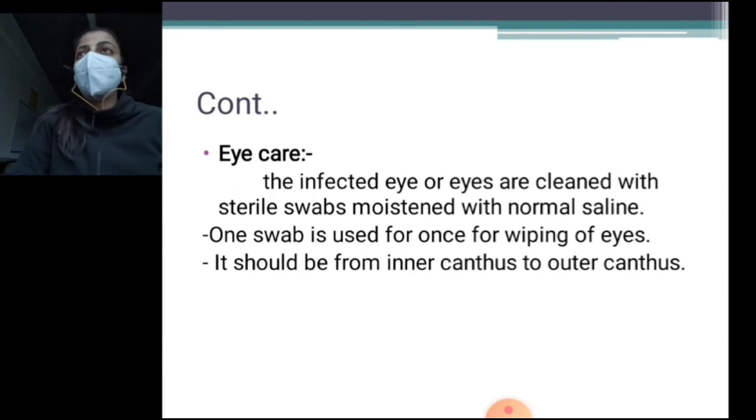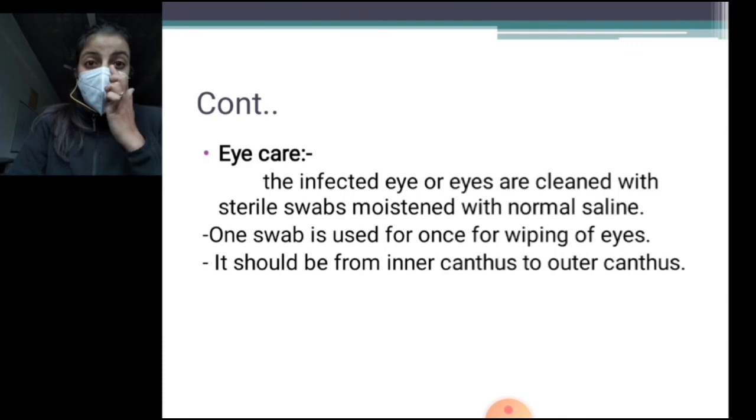Next, eye care. If the newborn is suffering from ophthalmia neonatorum, the main concern is eye care, that is, how eye care is given to the newborn. The infected eye or eyes are cleaned with sterile swabs moistened with normal saline. One swab is used once for wiping the eye, and it should be wiped from the inner canthus to the outer canthus, and only one swab is used for cleaning the eye.